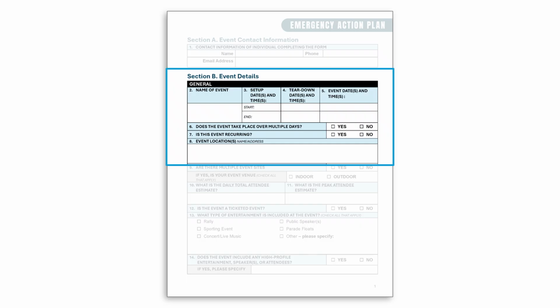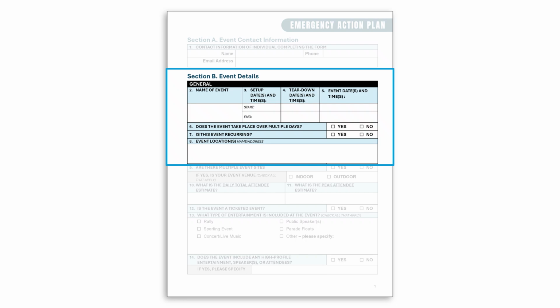Question 3 through question 5 provides the event date or dates, setup timeframe, and teardown timeframe. This question reflects the full operational window, including setup, event, and breakdown, not just public-facing hours. This helps ensure safety planning and oversight are in place for the full period you're legally responsible for, whether that's outlined in a rental agreement, permit, or other official documentation.